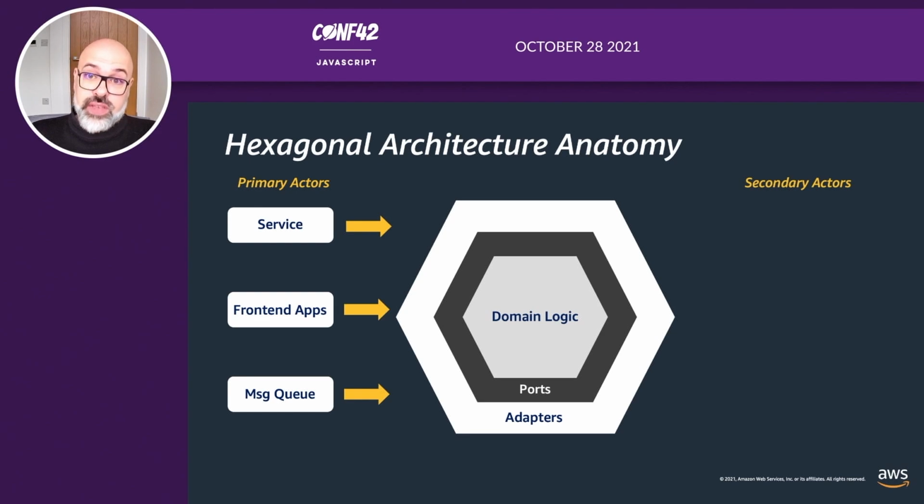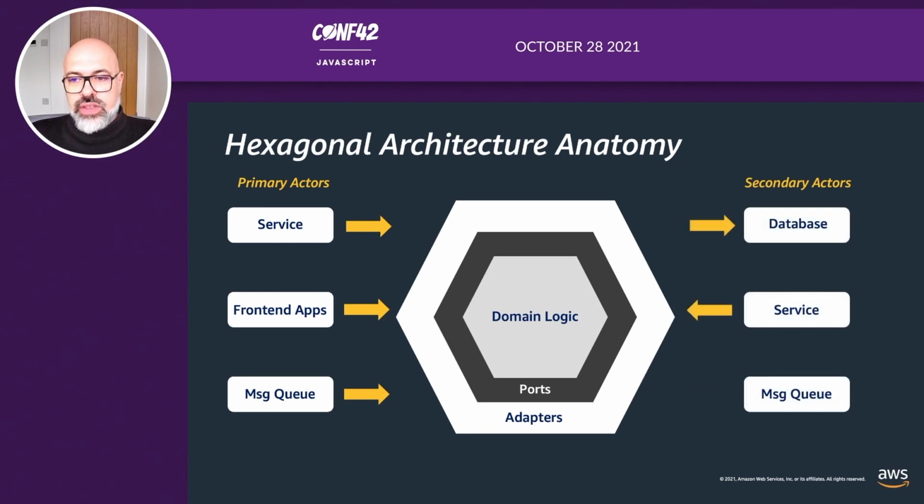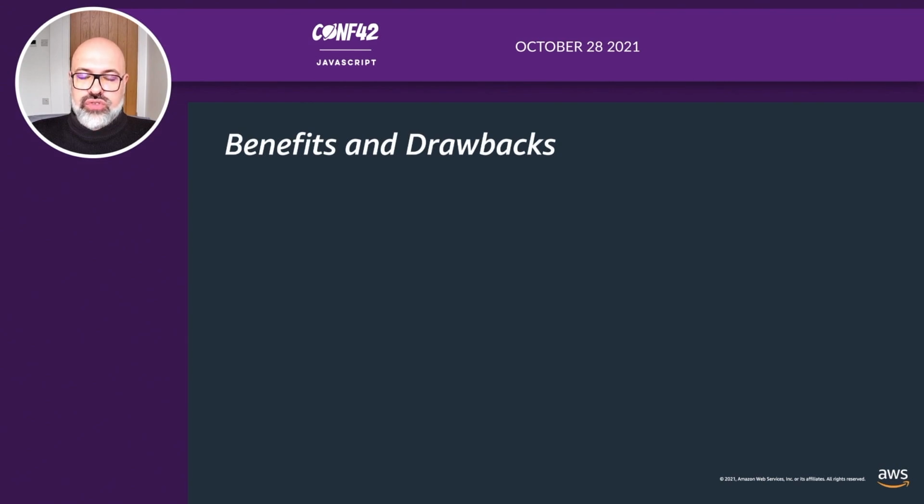On the other side, we have secondary actors. And secondary actors are the ones that are interacted with by the Lambda. So it could be that the Lambda has to retrieve some information from a database, therefore it has to query the database, or it has to call a third-party service, or even send, after computing some data, those information into a queue. All of them are secondary actors because they are the ones that are used by, in this case, our AWS Lambda. Now that we understand this part, let's try to understand the benefit and drawback of this approach.